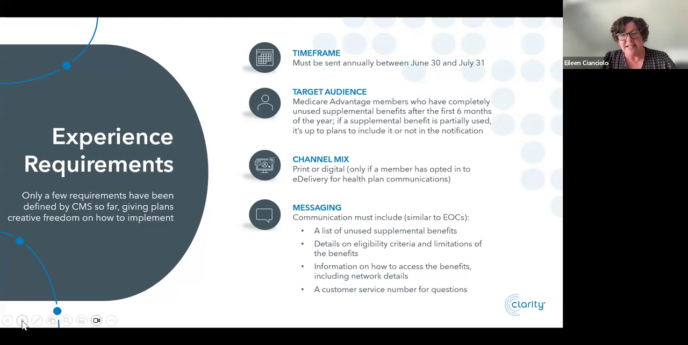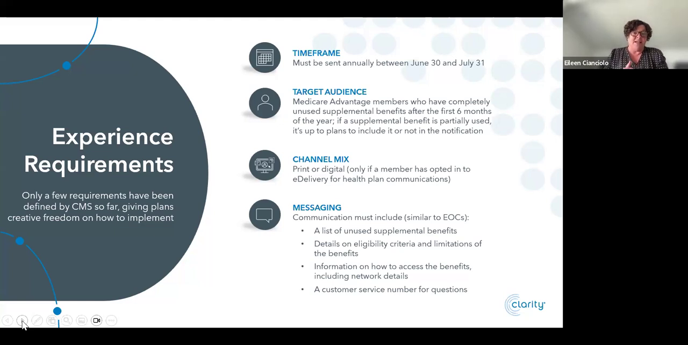And then some guidelines for the communication, similar to an explanation of coverage. So being able to list those unused supplemental benefits, details around the eligibility criteria and limitations of the benefits, such as out of pocket and deductible, as well as network details, in network versus out of network, and how to access the benefit. And a customer service number for questions. It can be one customer service number across the board, or you may have different ones depending upon the information around the supplemental benefits.